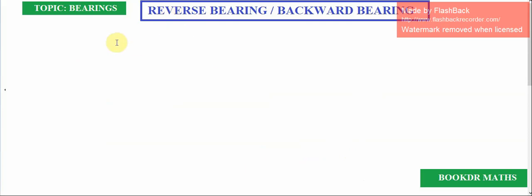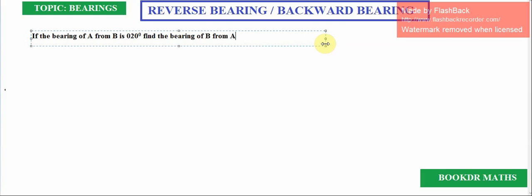Now let's pick a question and see how we're going to tackle reverse bearings and backward bearings, applying the knowledge we just revised based on parallel lines. Let's look at this question.